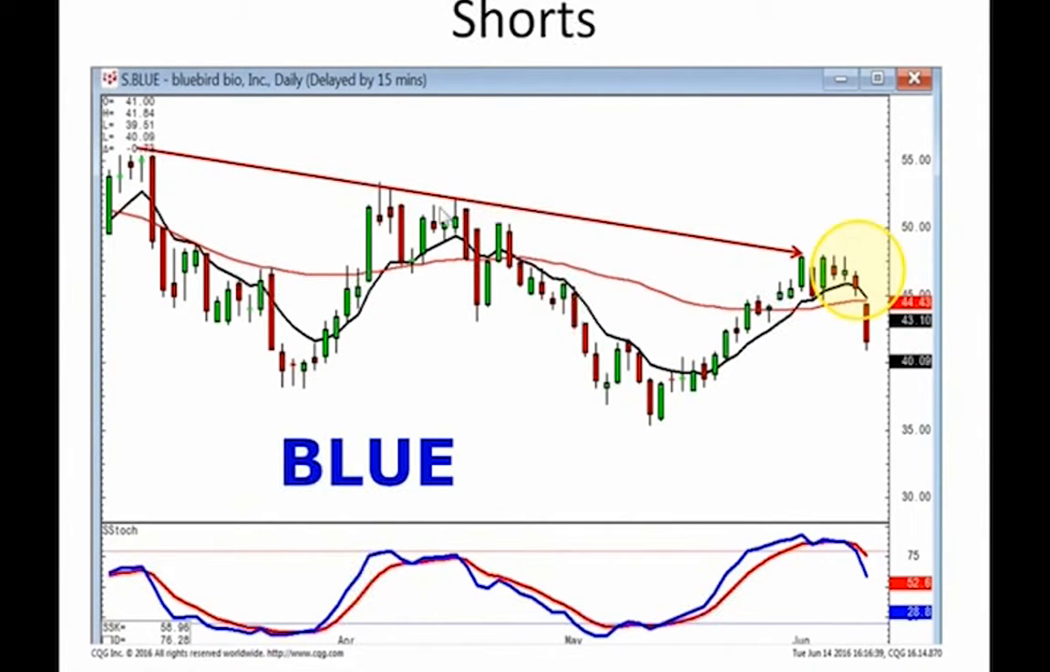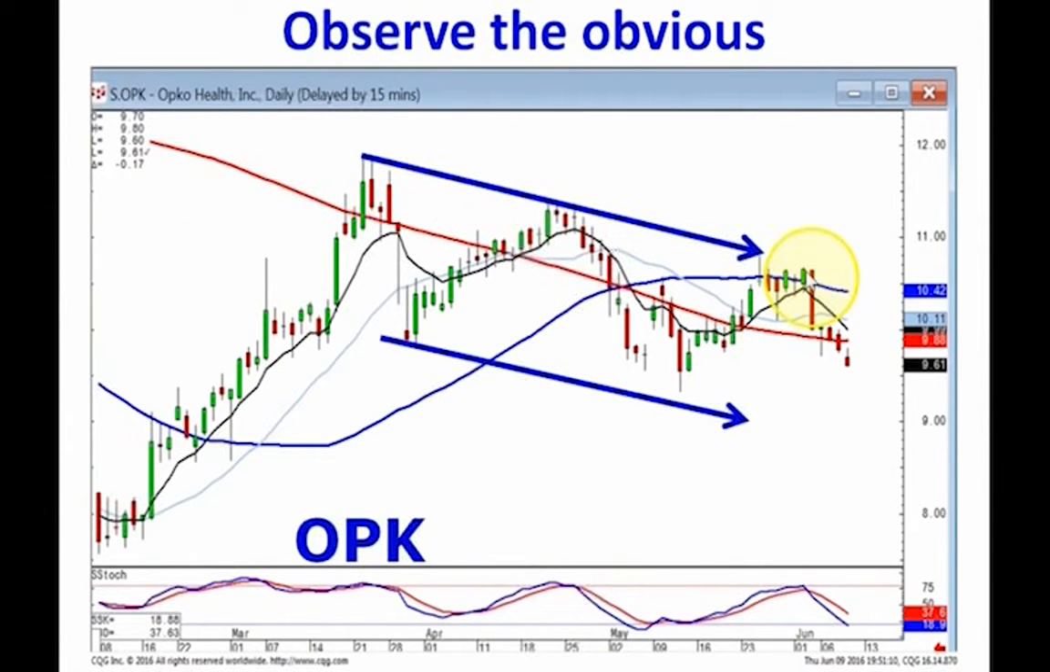Blue was another one where when we see it hit the resistance level, we can start going short. Where's our next logical target? Probably back to the bottom of the trend channel. Same scenario. If we can see there's a downtrend and we've got a sell signal, our next likely target is the bottom of that trend channel.